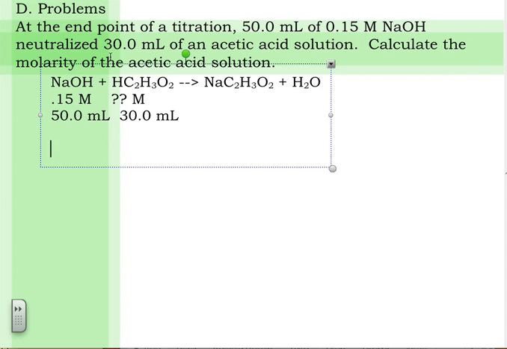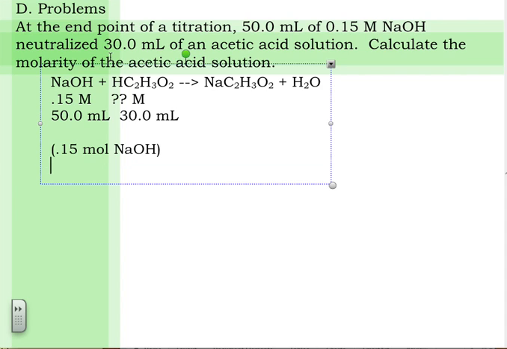What we know about sodium hydroxide is we have 0.15 moles of NaOH divided by 1 liter NaOH. Again, you're going to have to bear with me here because I'm typing. So that's our first section of our stoich, and this is just our molarity. Remember, molarity is moles per liter.